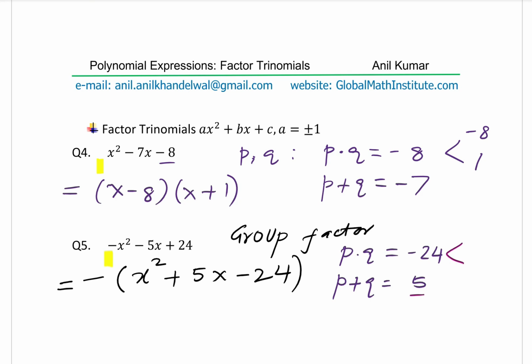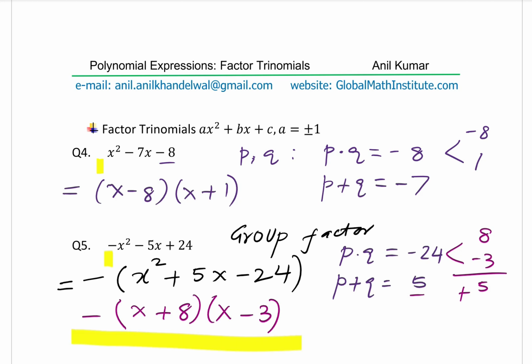Well, negative means opposite signs. So 8 and 3 could work. 8 has to be positive, 3 negative, so that we get positive 5 when we add them up. And therefore, keeping the negative outside and within the brackets, we get x plus 8 times x minus 3 as our answer. Does it make sense to you?